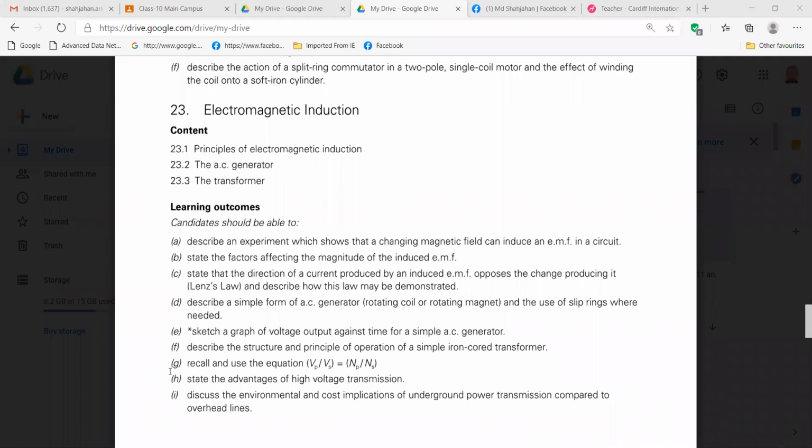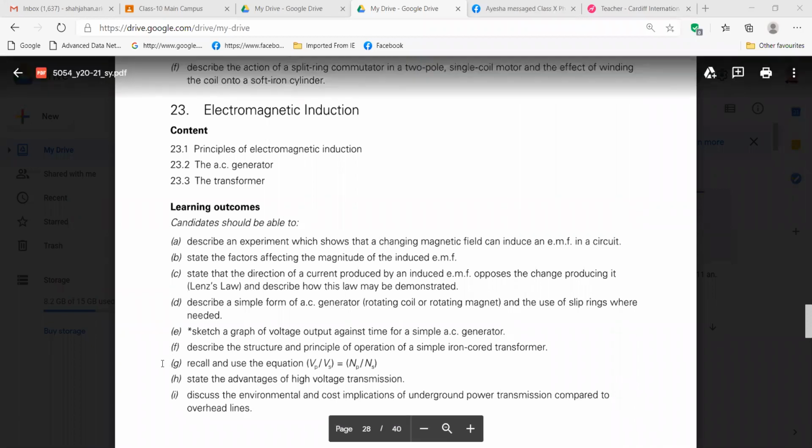Can you read please, Adnan, these three learning outcomes, F, G, H? One second, sir. Yes, I am reading. F. Describe the structure and principle of operation of a simple iron core transformer. G. Recall and use the equation Vp by Vs equals Np by Ns. H. State the advantages of high voltage transmission. I. Discuss the environmental and cost implications of underground power transmission compared to overhead lines.